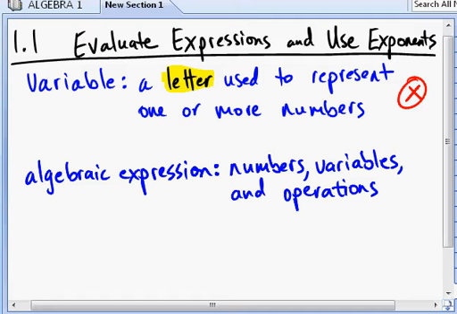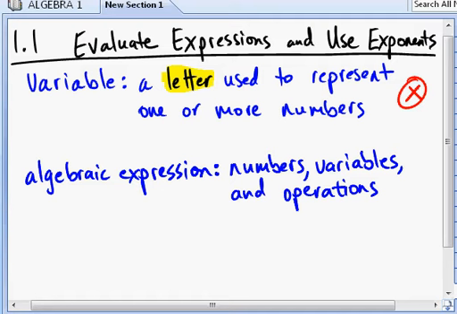Okay? So this is pretty basic here at the beginning. When you see a letter like this, X, it represents a number. The problem, though, is we don't know necessarily what number it is. So one way to think about it is it's like a blank spot. An X is like a blank, and you got to figure out what number is in that blank. Does that make sense? Okay.